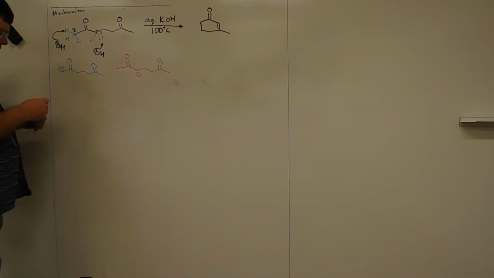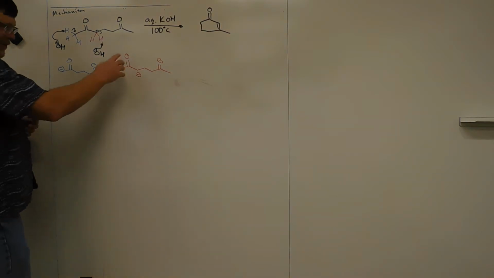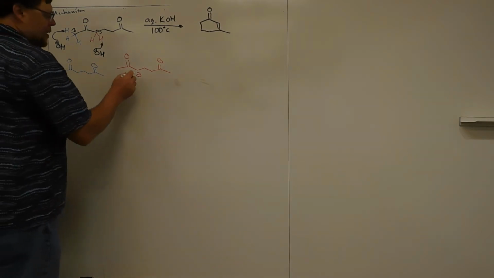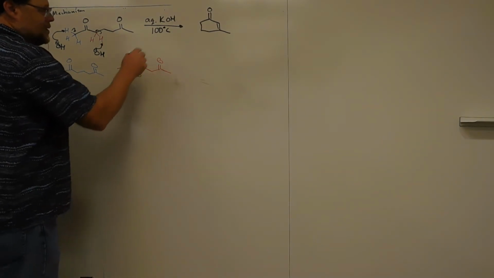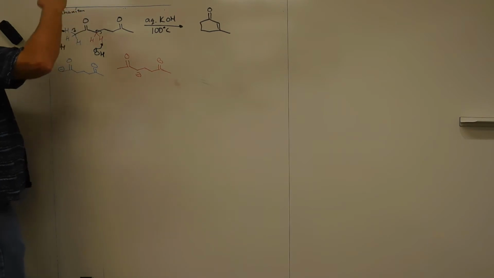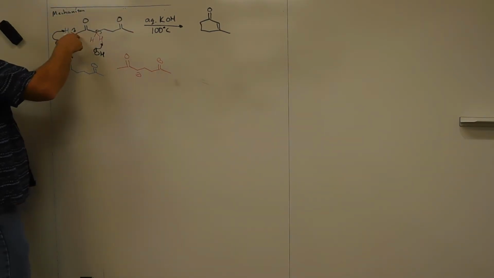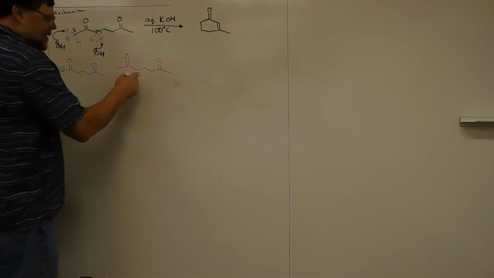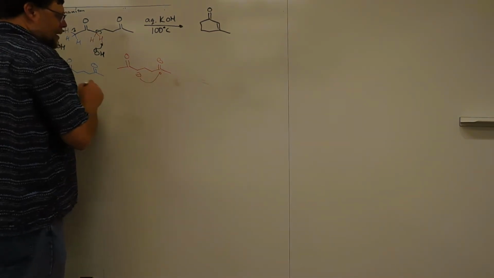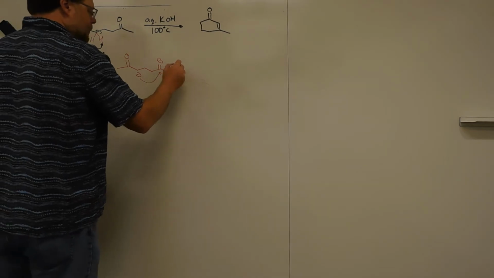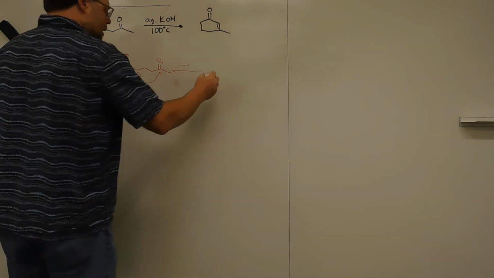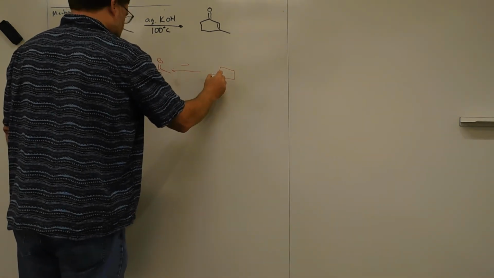If you look at the red one, it's the thermodynamic enolate. It's more substituted. If you draw the resonance structure, the carbon-carbon double bond is more substituted. But we're cyclizing the molecule, so one of these atoms has to attack the ketone. If this negative attacks there, we make a 4-membered ring.